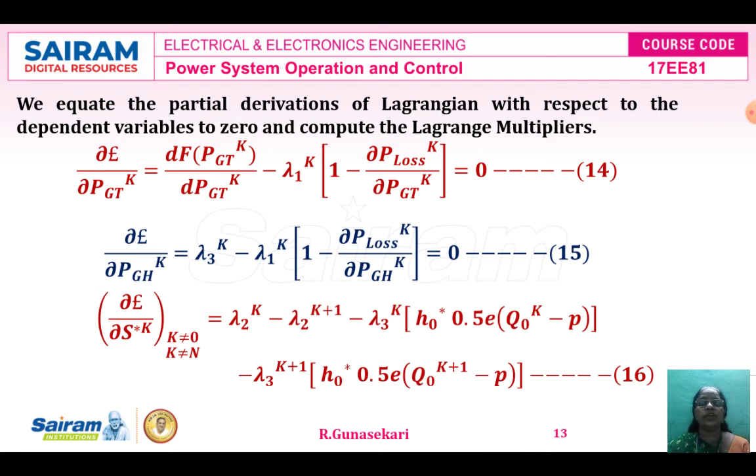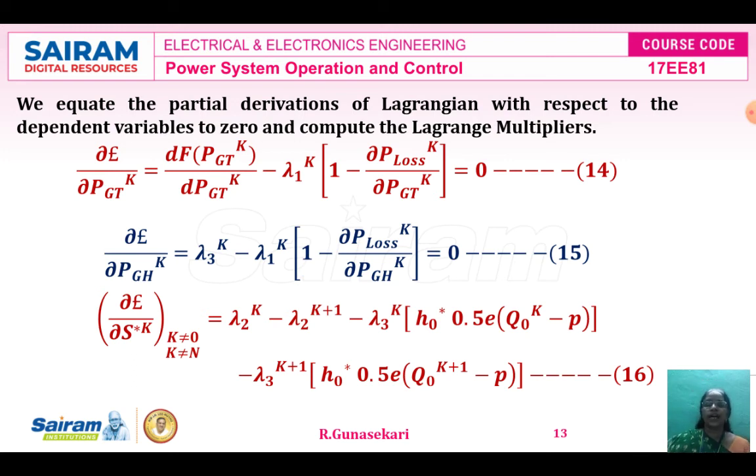Again, equation number 15, after simplifying equation 14: ∂L/∂PGHk equals lambda 3k minus lambda 1k into (1 minus ∂P_loss^k/∂PGHk) equals 0. This is equation number 15. Okay, so equation 14 considers the thermal power plant, and equation 15 considers the hydro power plant.